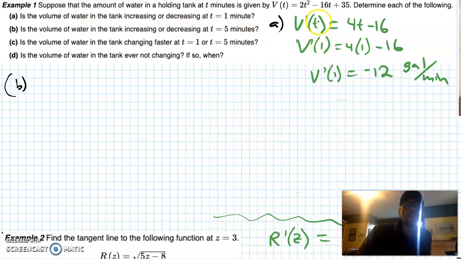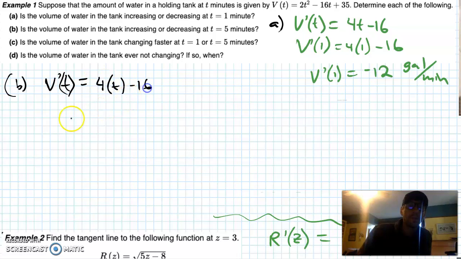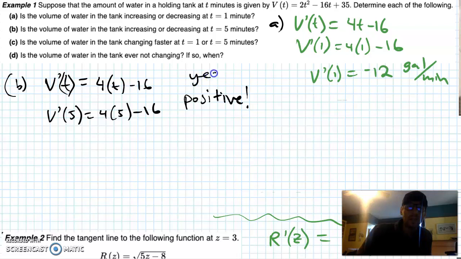Well, it's kind of simple actually because all we're doing is plugging in 5 here. Since we have the rate of change equation, aka the derivative, I could just plug in 5. So I get 4 times 5 minus 16. This will be positive. It'll be a positive 4 precisely. So we could say yes, positive for B.